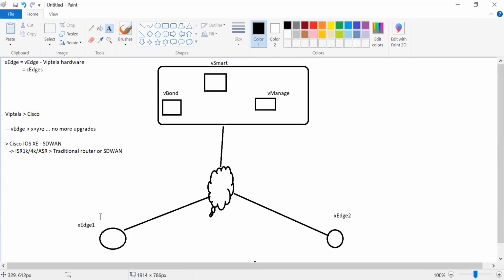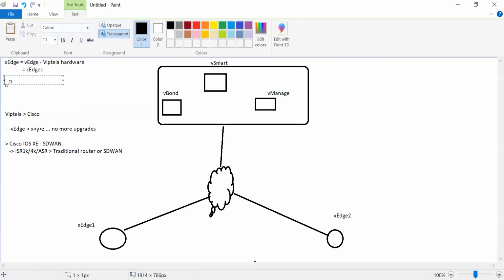We can have primary as V edge, secondary as C edge. They are compatible with each other. Third, virtual machines. We can have white box devices, bare metal servers on which we can run our X edges. They can be Viptela images or Cisco images. Or we can even run these virtual machines on the cloud as well, AWS, Google or Azure, etc.